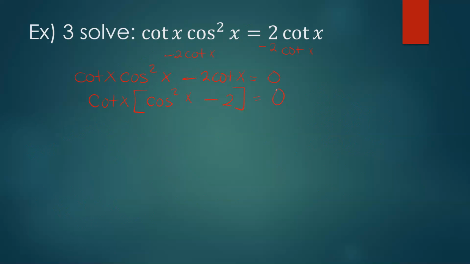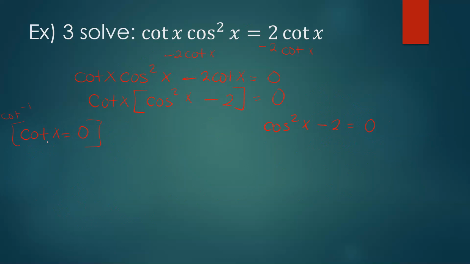Now from here, we have 2 equations now. You can set each equation to 0 if you want. So what it means is you can set cotan x equals 0, and then the other equation would be cosine square x minus 2 equals 0, right? And then from there, you can just get x by itself. So for this part, you could take the cotan inverse of both sides.